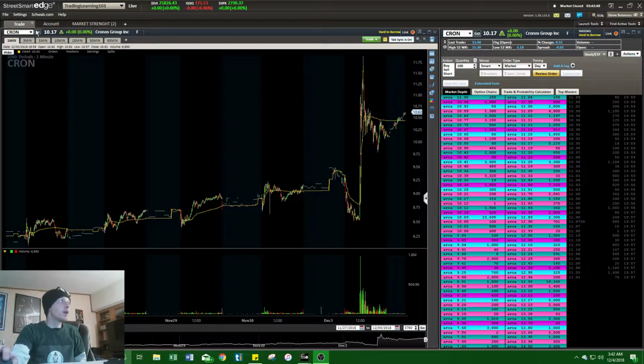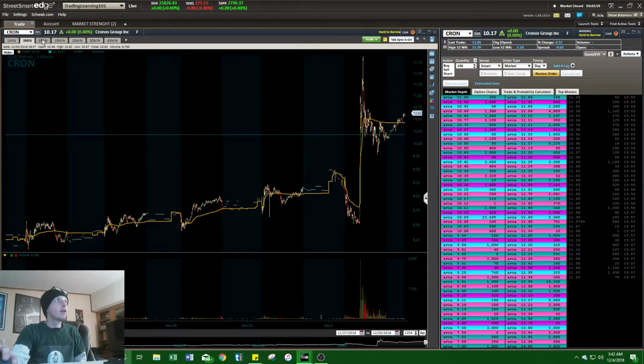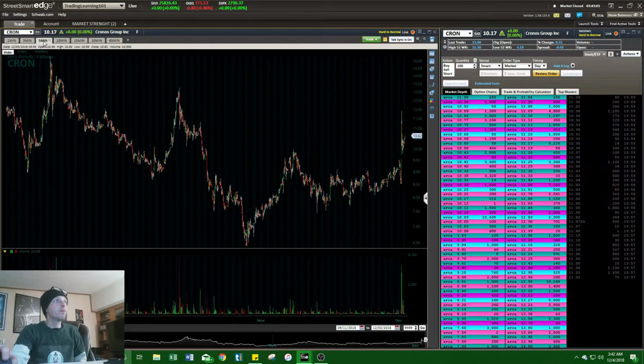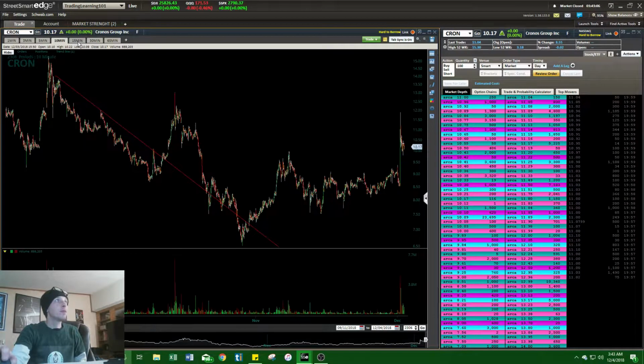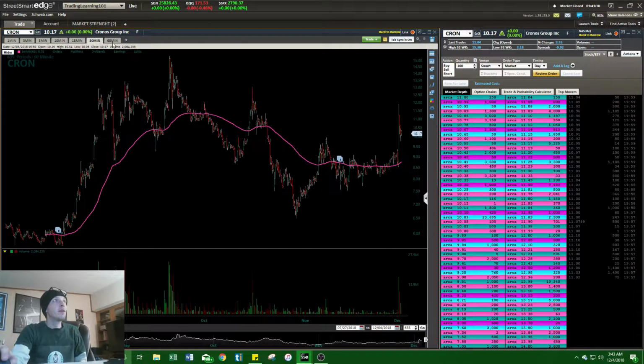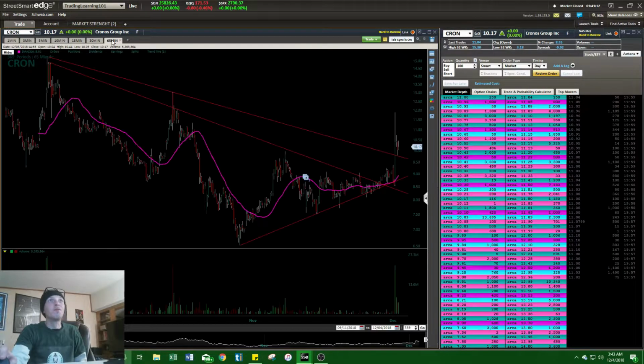So if you see right up here, these are the different time frames that I have right here. These are all the time frames that I look at. I look at the 1 minute, the 3 minute, the 5 minute, the 10 minute, the 15 minute, the 30 minute, and I'll look at the 65 minute. A lot of people look at 60-minute charts. I look at 65-minute charts.